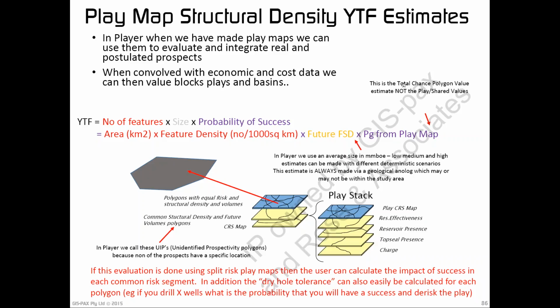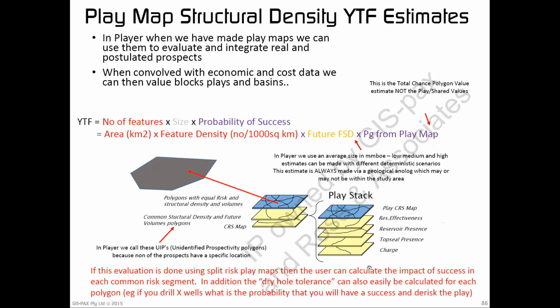And these are using the total chance estimates, not the play or shared values. This is the total chance, which is why we have to make that estimate of that third stack. We have to include trap and other things in these. We can't just use reservoir, seal and charge, and we certainly can't use a traffic light stack because that's not even numeric. We need numbers in here. So this is a numeric estimate of the yet to find per polygon, which we can then roll up using the tools in ARC and Player.